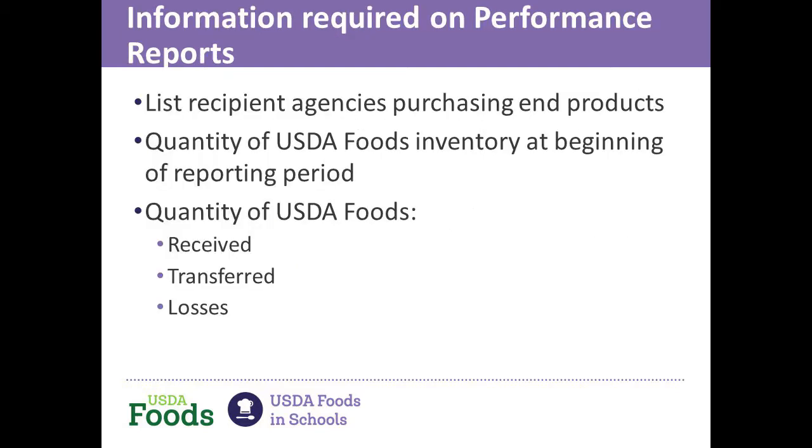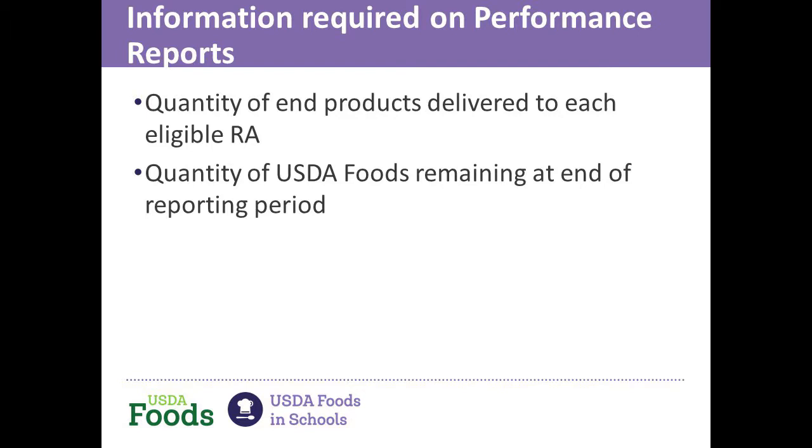When the processor submits a monthly performance report to the SDA, it must include the following information for the appropriate reporting period, including year-to-date totals: list of all eligible recipient agencies purchasing end products, the quantity of USDA Foods in inventory at the beginning of the reporting period, the quantity of USDA Foods received, the quantity of USDA Foods transferred to the processor from another state or processor, the quantity of USDA Foods transferred by the processor to another state or processor, the quantity of USDA Food losses, the quantity of finished end products delivered to each eligible RA, the quantity of USDA Foods remaining at the end of the reporting period, grading certificates as applicable, and other supporting documentation as required by the SDA or RA.